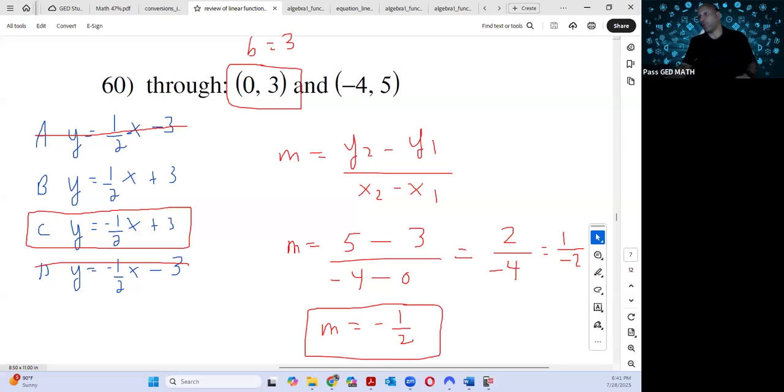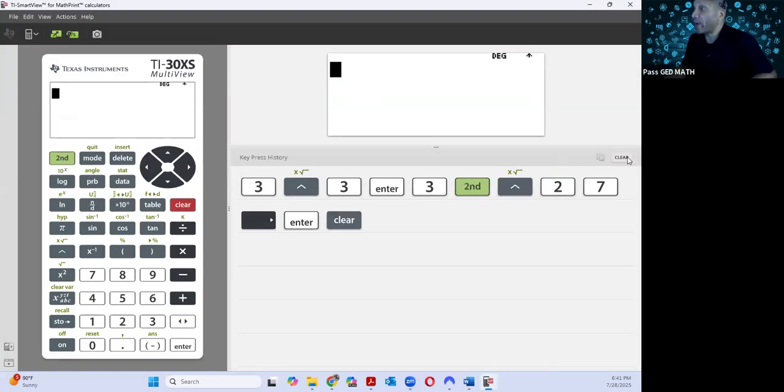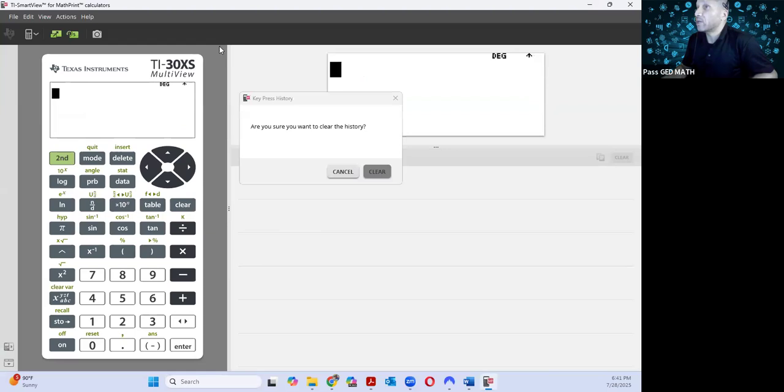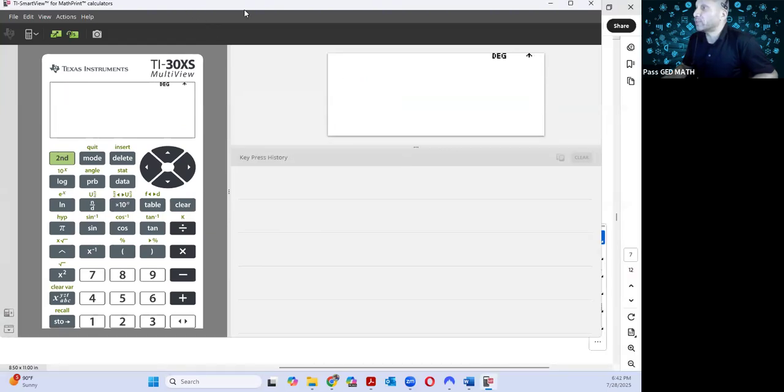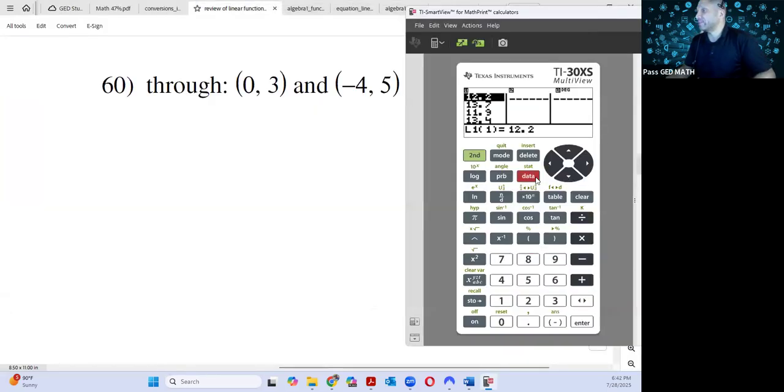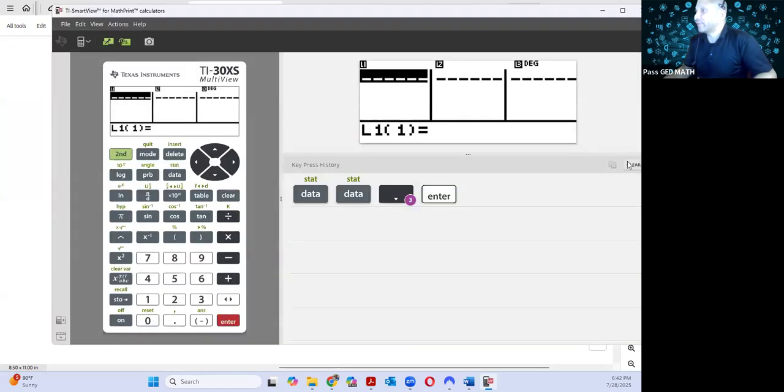Watch this with the calculator. What is the equation of the line of 2 points? Watch this. Okay, I got something. Let me clear everything out first so you have a nice little blank canvas here.